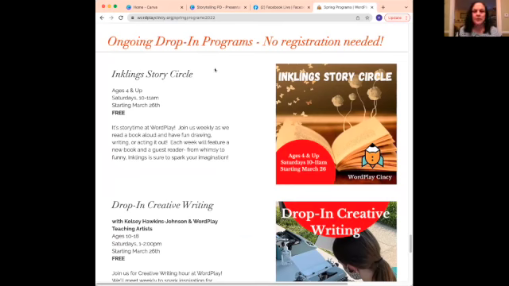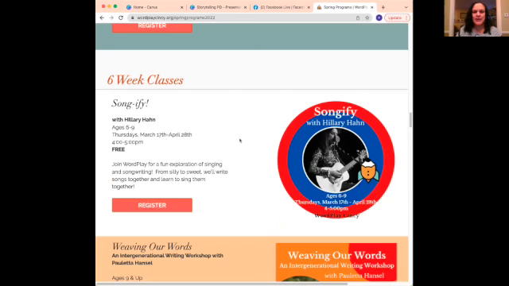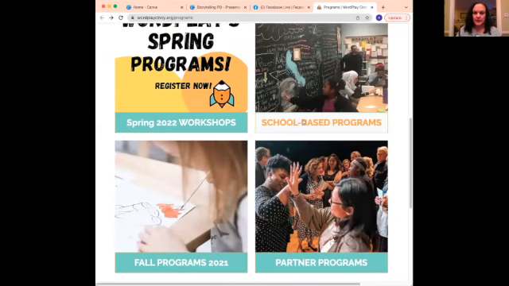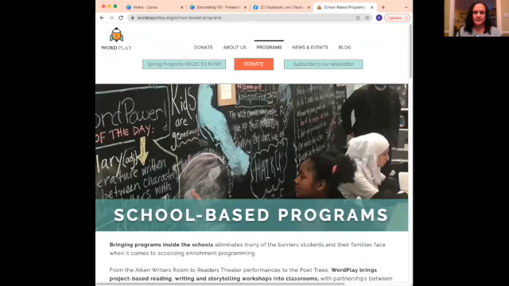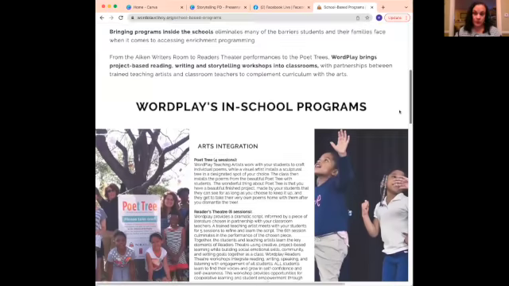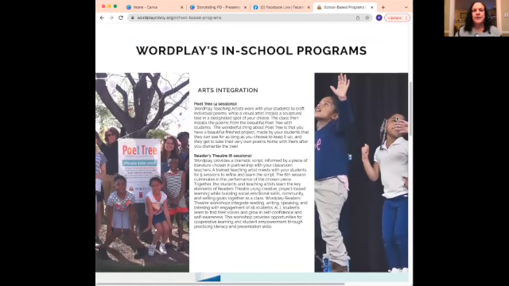If we could go back to the last page and we can talk about our in-school programming, school-based programs. So we also come to the schools. Now, some of that entails pay. It's fee for service. Sometimes we can write grants or go in with the school to fund half of a grant to come in and bring a teaching artist in.